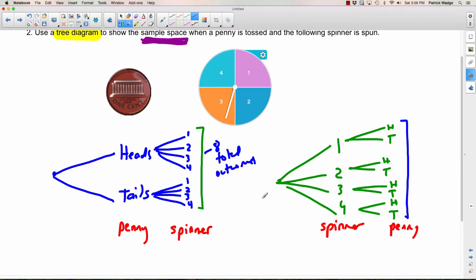Now, we've shown the sample space. If it just asks us to show the sample space, we've done it, right? If you understand tree diagrams, we've shown the sample space. There's 8 total outcomes. One is heads and a 1, one's heads and a 2, one's heads and a 3, one's heads and a 4, one's tails and a 1, one's tails and a 2, one's tails and a 3, and one's tails and a 4. That's it. That's the sample space. It doesn't ask for anything else. It actually doesn't ask you anything about probability.